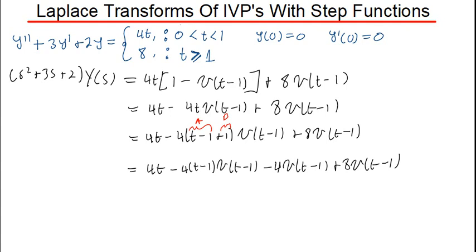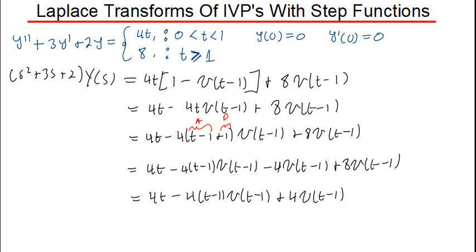Okay, so we can actually choose to simplify the work for ourselves looking at what we have here. So this just ends up to be 4t minus 4, then you have your t minus 1 u of t minus 1. Then here, this and that are the same, so they're like terms, so you can add or subtract. You're just going to end up with plus 4 u of t minus 1, like that.